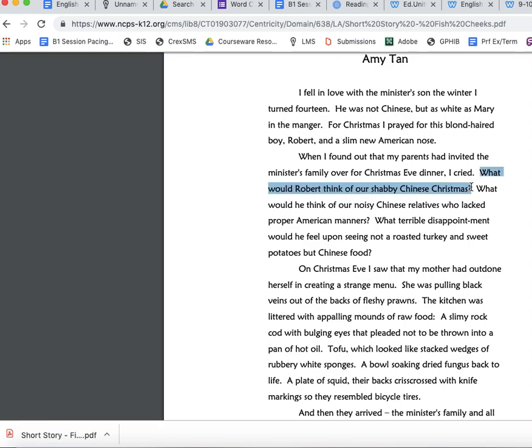And then the next line, she says, "What would Robert think of our shabby Chinese Christmas?" That tells me what the heritage and the culture is of my speaker, which is an important element in this story. So I want to make sure that I take note of that and write that down in my notes. So I've identified a couple of details already that are going to help lead me, at least I think at this point, to understanding the central idea of the story.